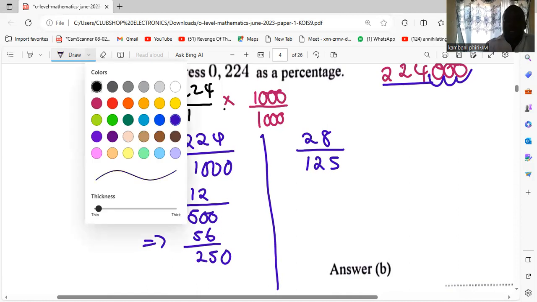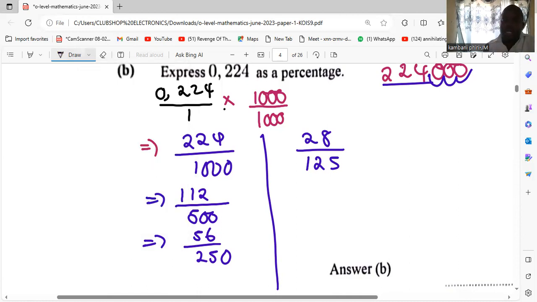Then we can divide 28 and 125 further. I'm taking my time so that you can follow. Okay, so basically that is how we are supposed to express that as a percentage. Based on the number of decimal places that you have, if there are 100, you multiply both the numerator and the denominator by 100. Then check if at all we are able to reduce the numbers where possible.